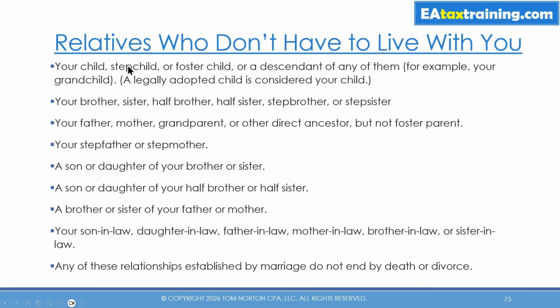So, first of all, you're going to start with your child or a descendant of any of them. So, it could be a grandchild. That's first. That's easy. Your child, grandchild. Next is a brother or sister in some form or another. Next is your parent or grandparent in some form or another. Next is a step parent. Next is a niece or nephew, aunt or uncle. And then in-laws: son-in-law, daughter-in-law, father or mother-in-law, brother or sister-in-law.